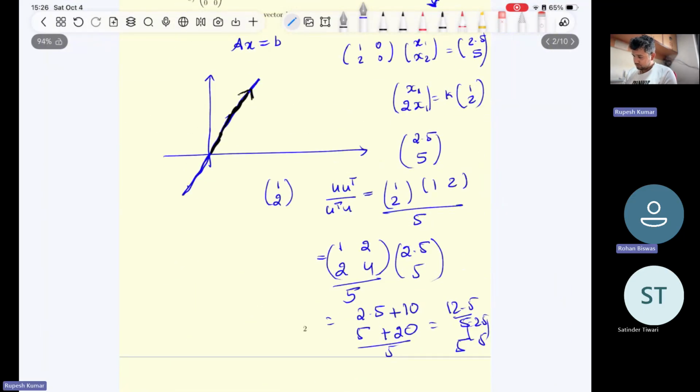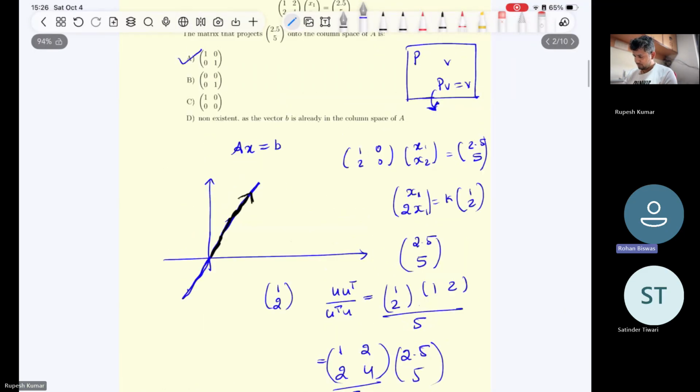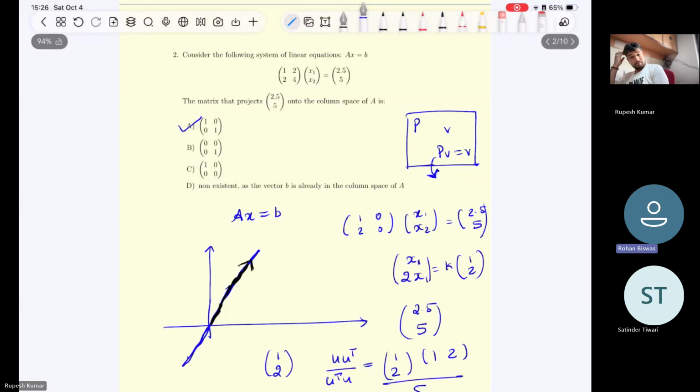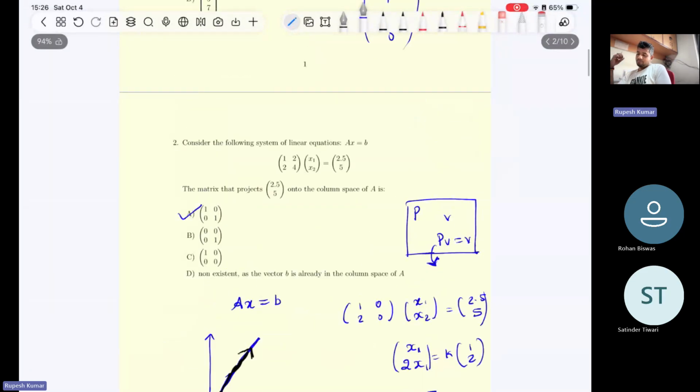So this projection matrix indeed projects every vector onto that line. I'm happy to say this is a projection matrix for projecting any vector on the column space of A. Now the question is, you have to choose one matrix among these matrices that projects this specific vector on the column space of A.